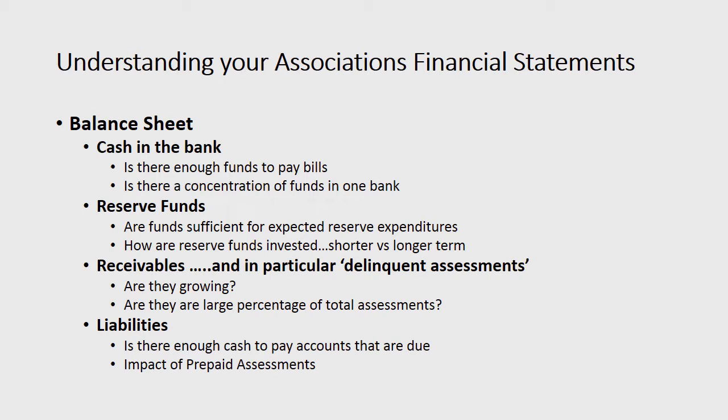Firstly, the balance sheet. This part of the story is all about the financial position of the association. Key things to look at here include how much cash is there in the bank? Does this indicate we have enough cash to pay next month's expenses? As an estimate of how much next month's expenses will be, assume they are the same as the prior month. Is the cash on hand too concentrated in one bank?